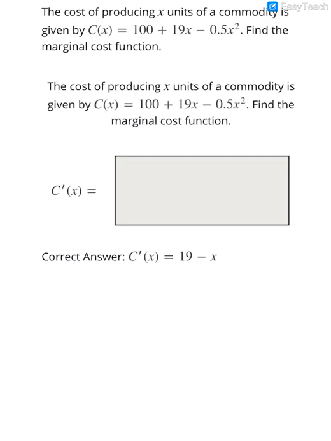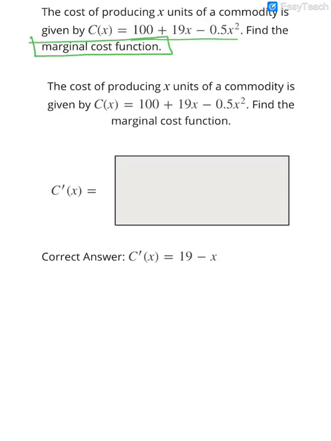In this video, we are going to look at some application problems dealing with marginal analysis. In this first problem, we are looking at the cost of producing X units of a commodity, and it's given by the function C of X equals 100 plus 19X minus 0.5X squared. They are asking us to find the marginal cost function.